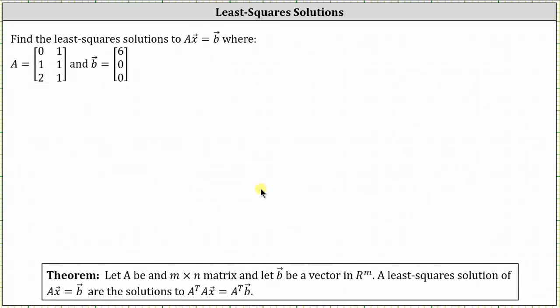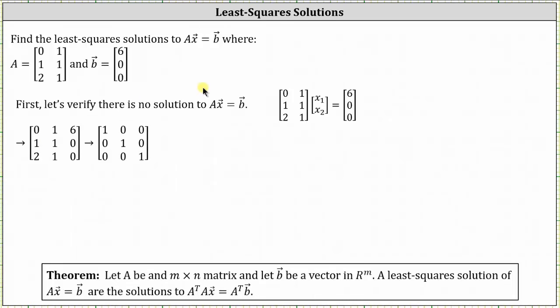Let's find the least squares solutions to matrix A times vector x equals vector b, where matrix A is the given 3 by 2 matrix and vector b is the vector 6, 0, 0. Let's first verify there is no solution to the equation A times vector x equals vector b, where the corresponding matrix equation would be the equation shown here on the right.